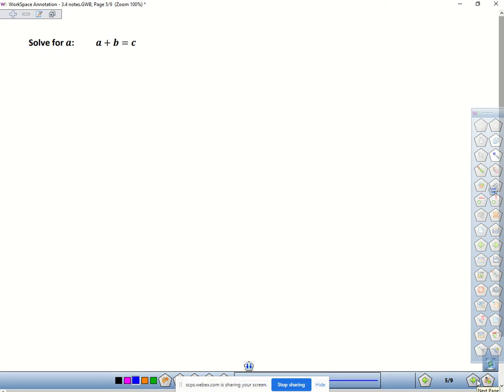So now we're going to use the same process that we just did on the last question. We want to solve for A. When you say solve for A, you want to get A alone on one side of the equation. So how would I get rid of the B that's in the way of the A being alone? Subtract B. You're going to subtract B on both sides. That's going to cancel out the B on my left, and that's going to leave me with A equals C minus B.